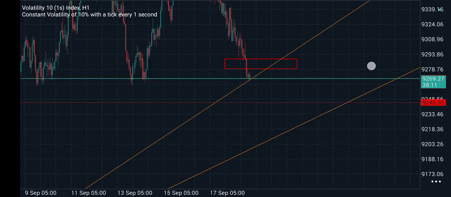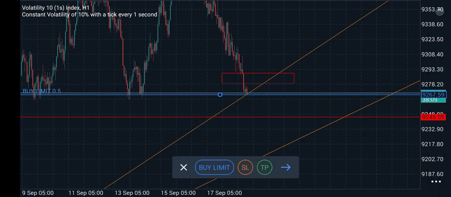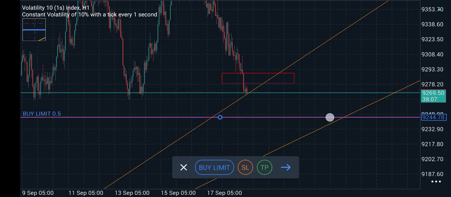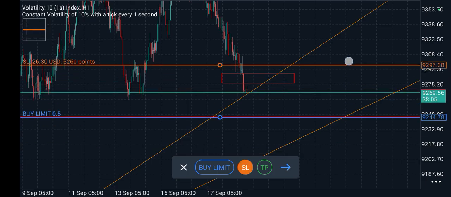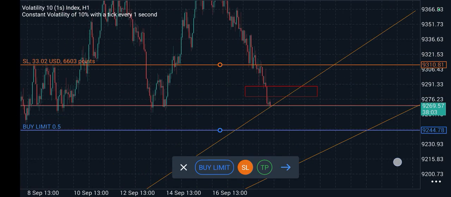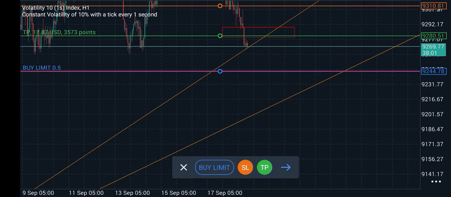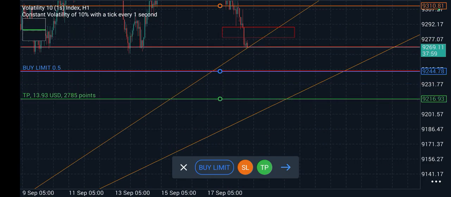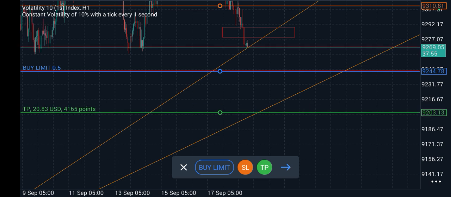Are you getting me? Imagine what you'll be losing from here, and maybe your SL now is here. And what are you gaining? You are risking $33 on the lowest lot for $13. Is it making any sense? No, it's not making sense. Even to $20, it's still not making sense. You cannot be risking $33 for $20.